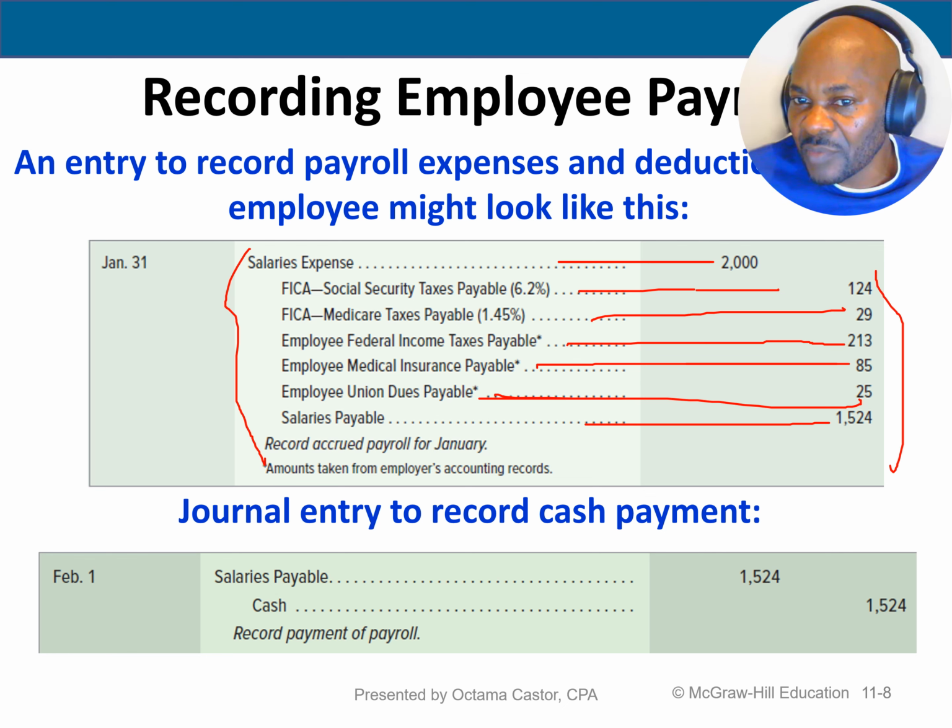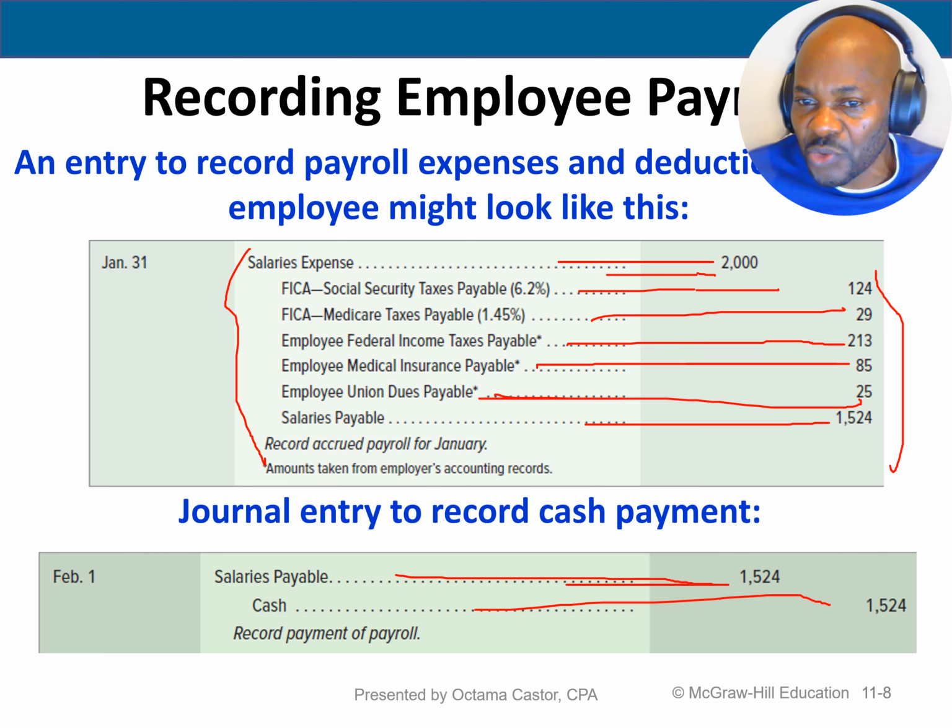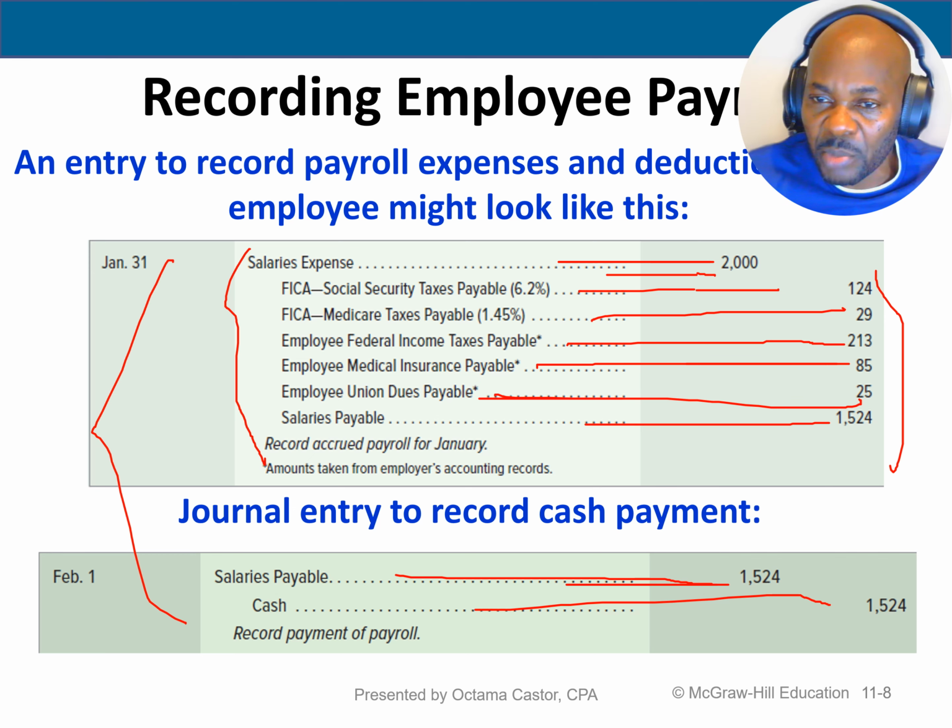These would be your entries. You would debit your salaries expense for $2,000, which is the gross amount, and then you would credit all of these deductions and also the salaries payable to record the liability. That's when you record the payroll, and then the next entry is when you actually issue the paycheck. Then you would debit your salaries payable and you would credit cash. That's your entry to record your payroll.